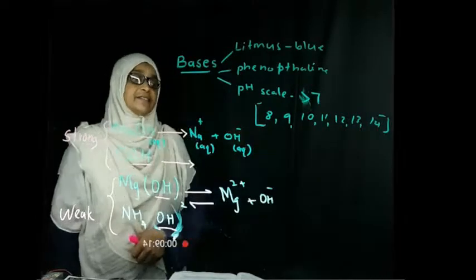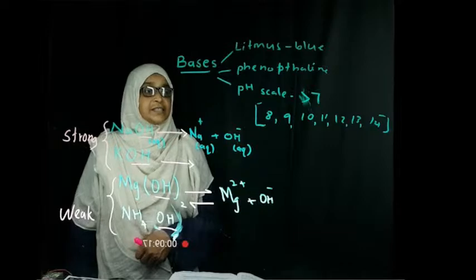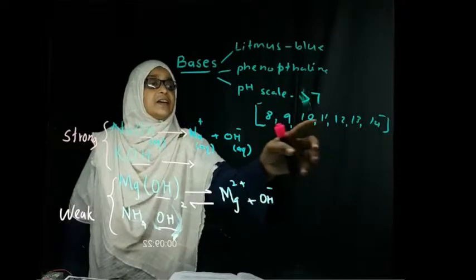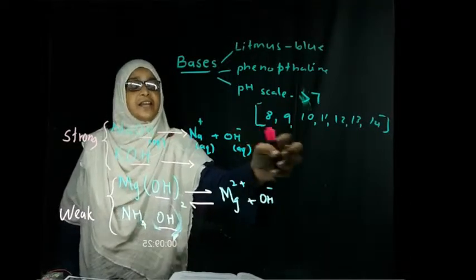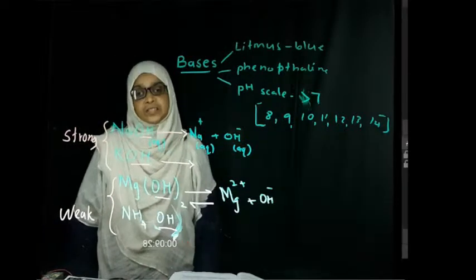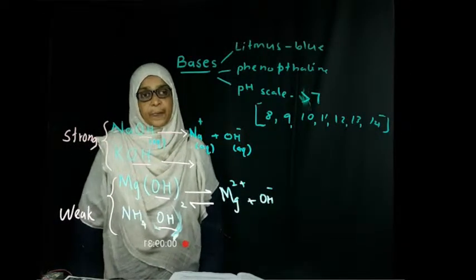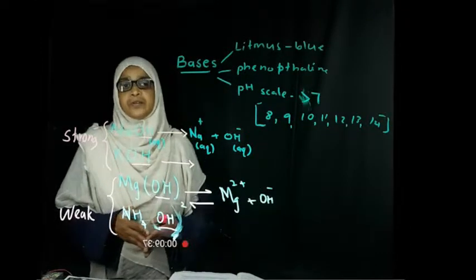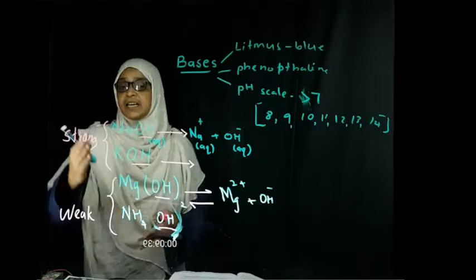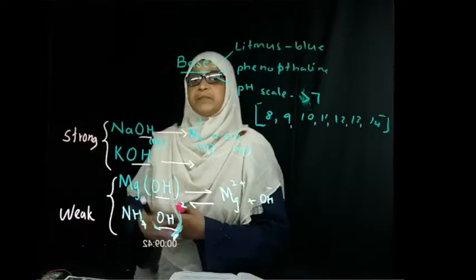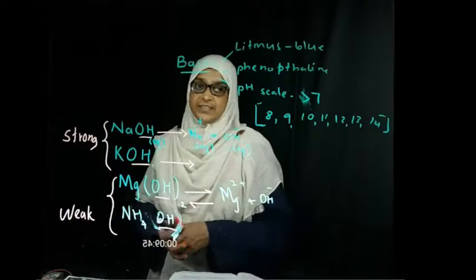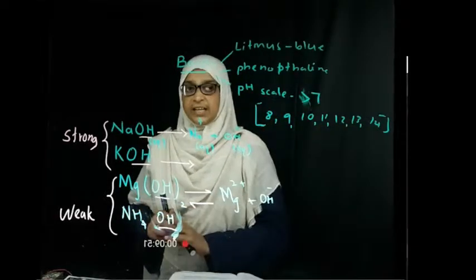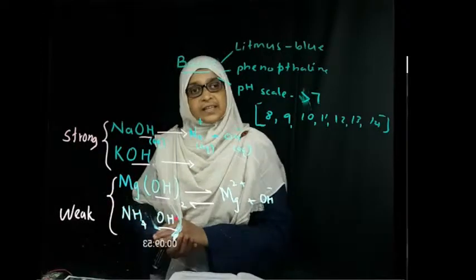KOH is also like that. But Mg(OH)2 and NH4OH show 10, 9, 8, within this range. Whatever substance you have, if you want to check whether it's a strong base or a weak base, you can use this pH range. If it is between 8 to 14, you can measure the strength of that.